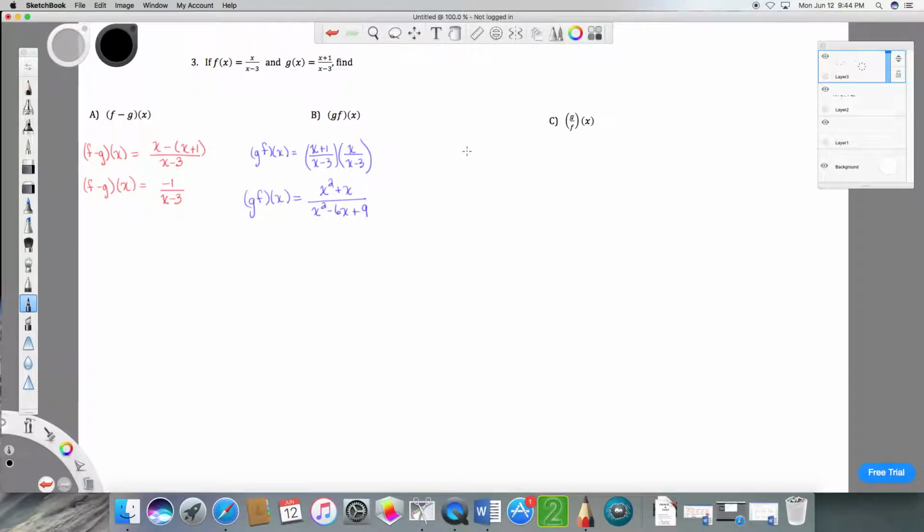In part C, they want us to build a new function by dividing these two functions. Well, students sometimes have a little bit of difficulty here because this is creating a complex fraction, a fraction within a fraction. See, the function g itself is a ratio, x plus 1 over x minus 3. And f itself is a fraction, x over x minus 3.